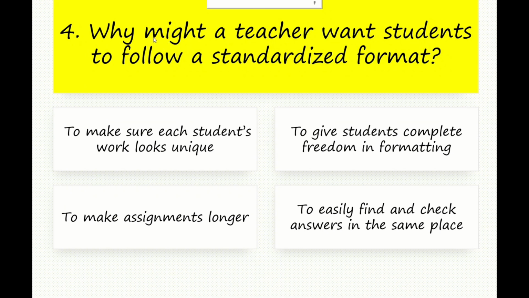Last question. Why might a teacher want students to follow a standardized format? Is it to make sure its students' work looks unique, to give students complete freedom in formatting, to make assignments longer, or to easily find and check answers in the same place? The correct answer is to easily find and check answers in the same place.